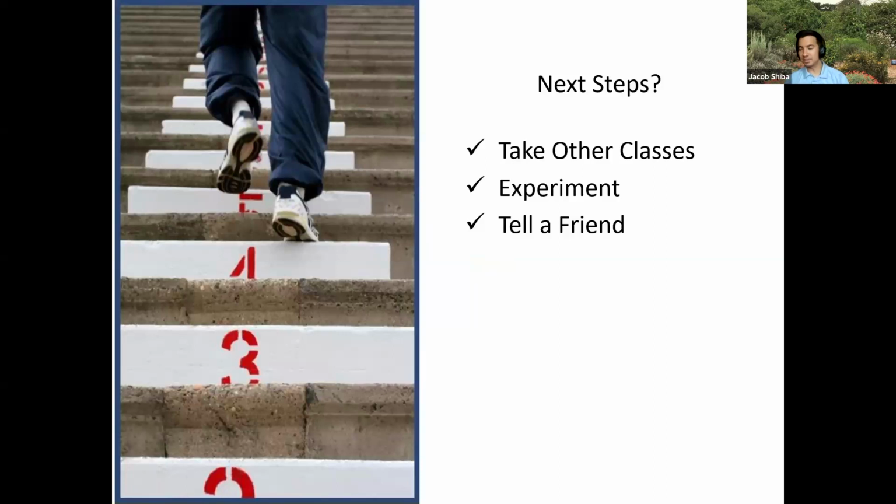So where do we go from here? Take our other classes, experiment with your own landscape. Get out there, turn on your irrigation, transform it, tell your friends, tell your family.